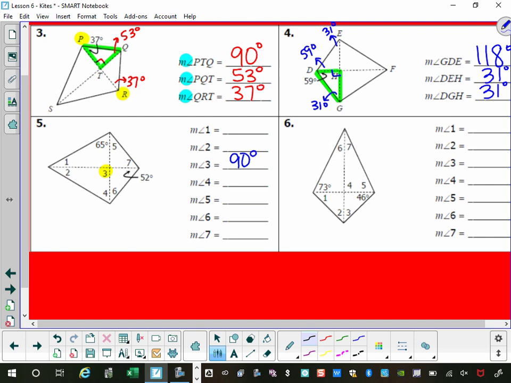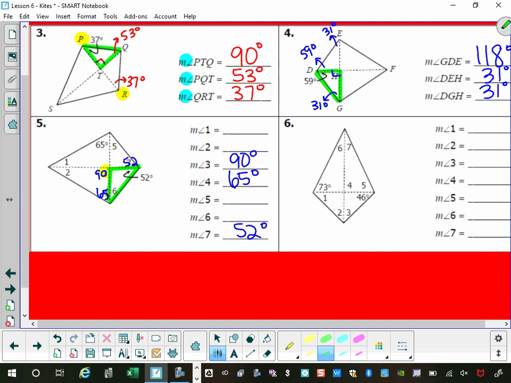What about the measurement of angle 4? 65 degrees. What about the measurement of angle 7? 52 degrees. I can do all of those without doing any work. So now that we know that this is 90, and this is 65, and this is 52, now we can break the kite into triangles.